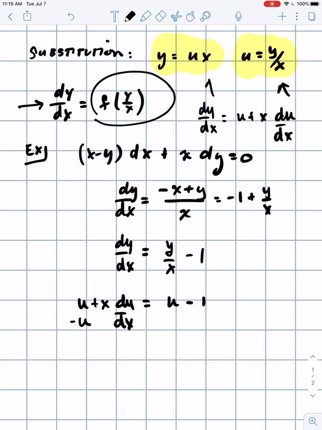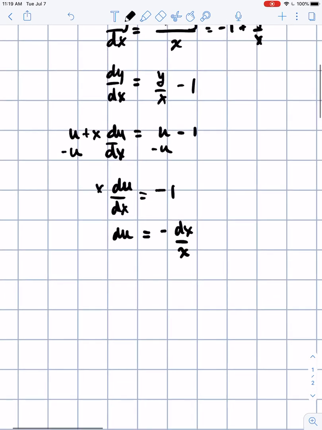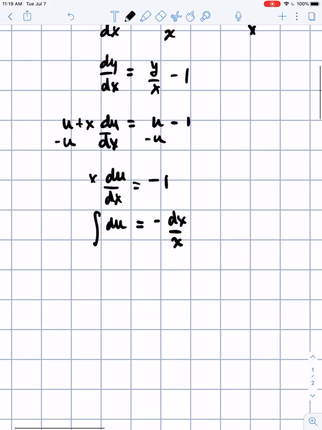Let's see what happens if I subtract u from both sides. I get du over dx equals, well, that's going to cancel, negative 1. And now what we could do is separate and integrate. So here you could see that I'll have du equals negative dx over x. At this point now just integrate, which here I would get u equals negative ln absolute value x plus c.